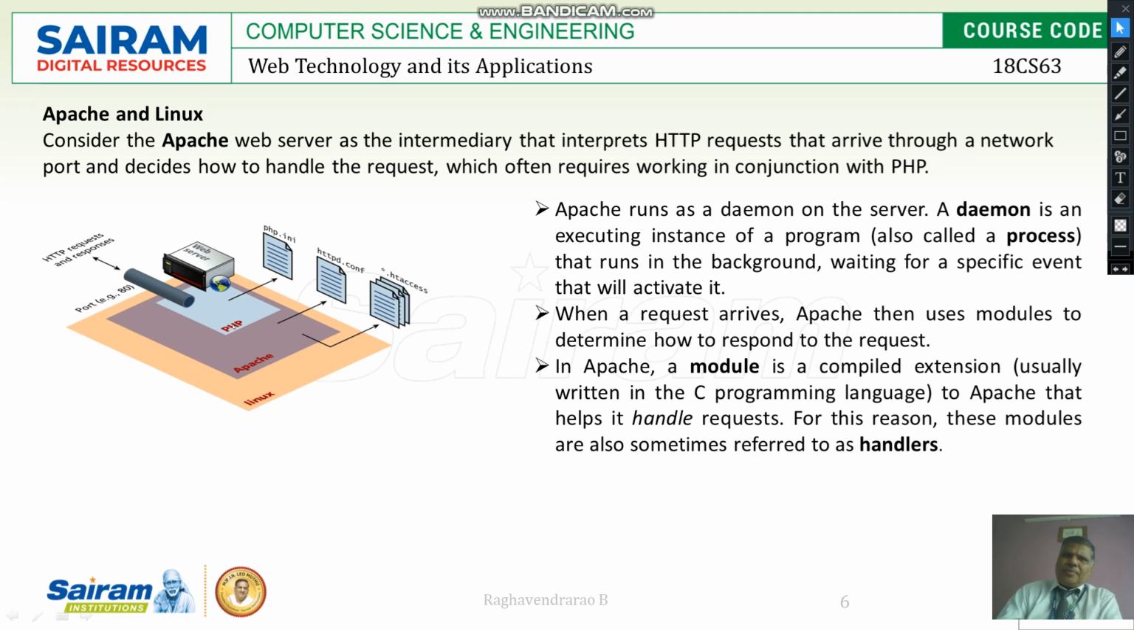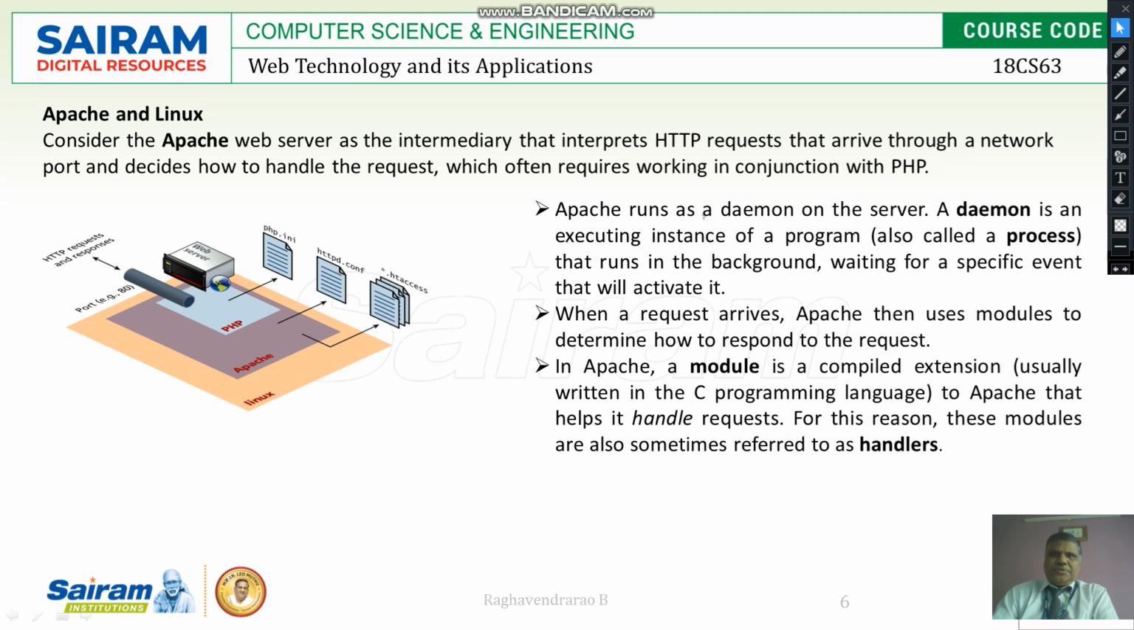Now, when a request is made, the server is going to get activated. Which server? The Apache server. Consider the Apache server as an intermediary in terms of HTTP requests, which arrive through the network port. This is the 8080 network port, and it decides how to handle that particular request, which often requires working in conjunction with PHP. So the request is executed with the PHP program.